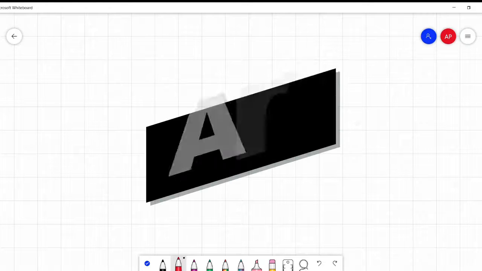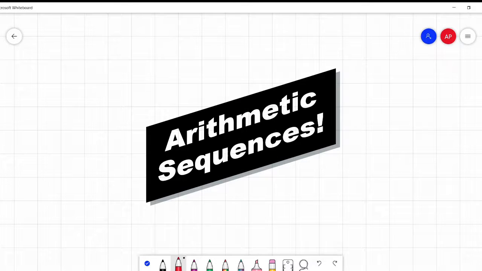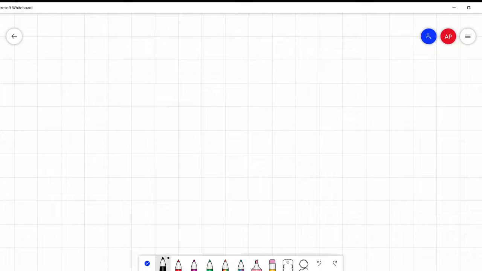Today is about arithmetic sequences. I know it looks like arithmetic, but in this particular context we say arithmetic because we're very fancy that way and we're very posh and we say arithmetic sequences. A sequence is a chain of numbers that follows a pattern.